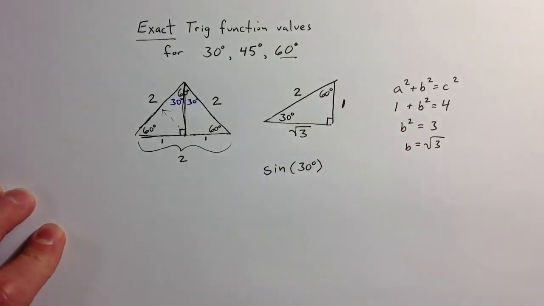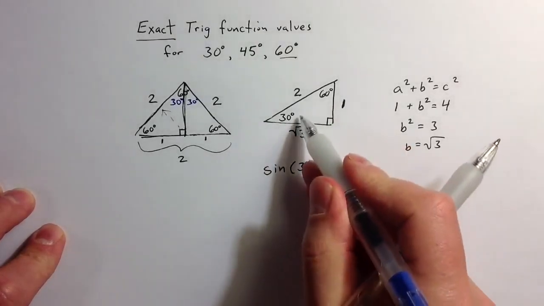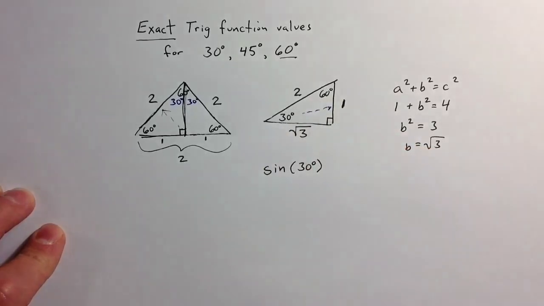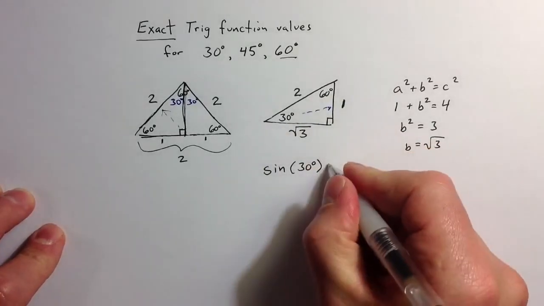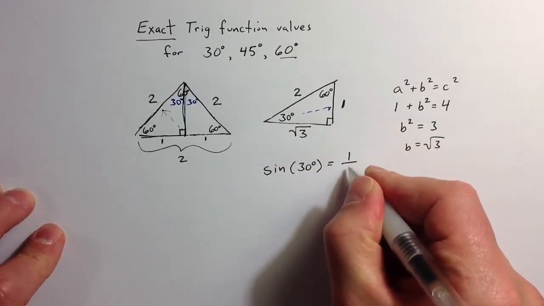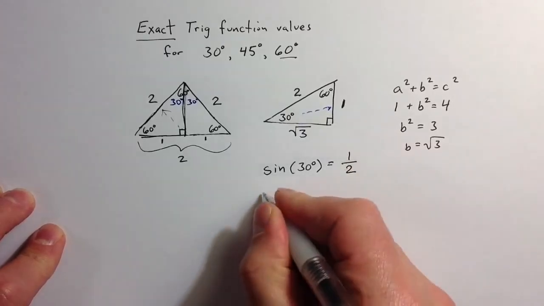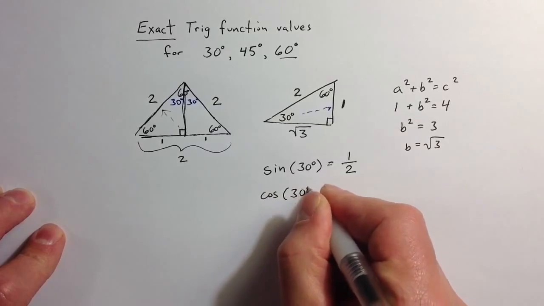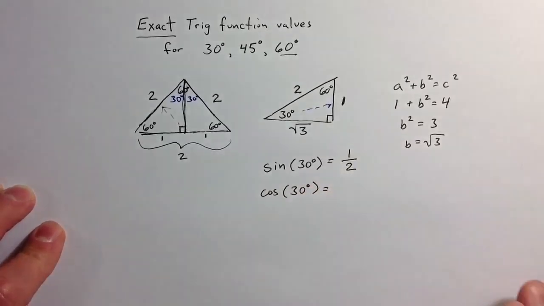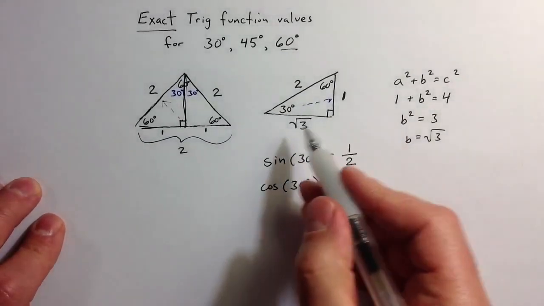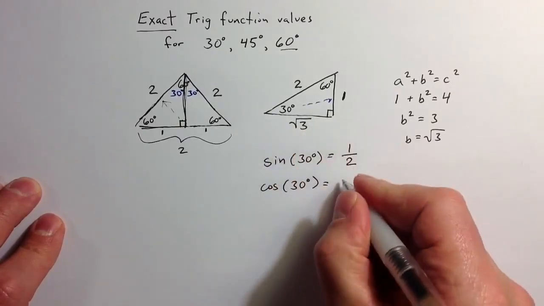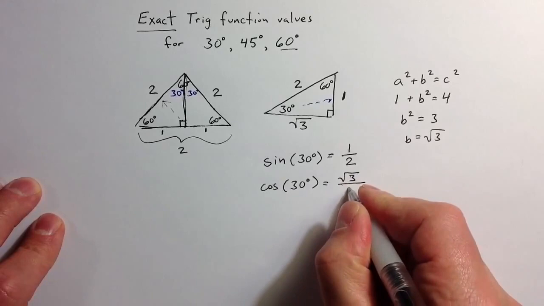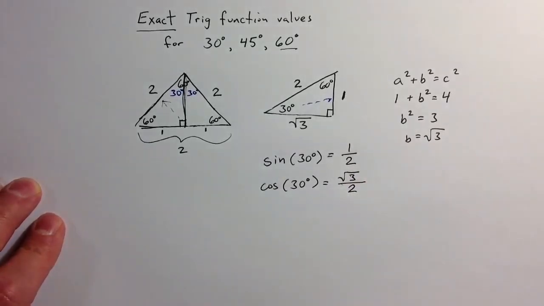Which means, for example, I can take this triangle to find the sine of 30 degrees. Opposite 30 degrees, I have a 1. The hypotenuse is a 2. And so the opposite side over the hypotenuse is 1/2. The cosine of 30 degrees: well, adjacent to 30 degrees is the square root of 3, and the hypotenuse is 2, so I have the square root of 3 over 2.